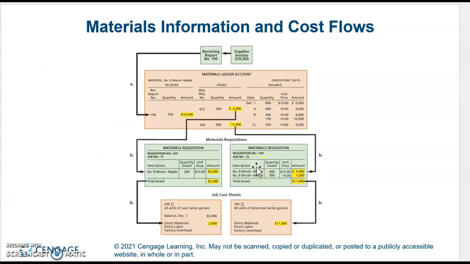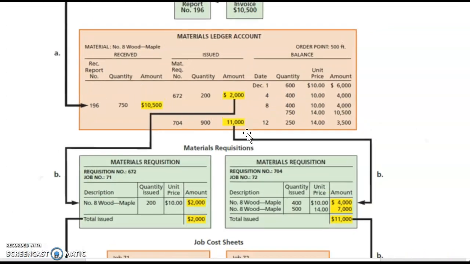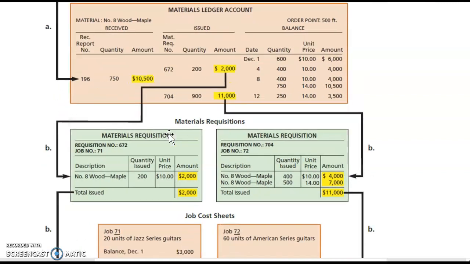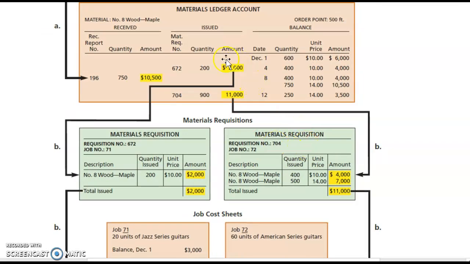Okay, so here is materials information and cost flows. You can see the supplier's invoice; we're going to get billed. And when we get billed, we're also going to get a receiving report when we get those materials, and we're going to make sure that what we receive matches the invoice the supplier gave us. Then we're going to record it in the ledger. And then when we record it, when we receive it, we are going to credit it.